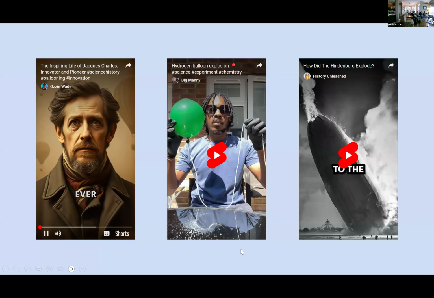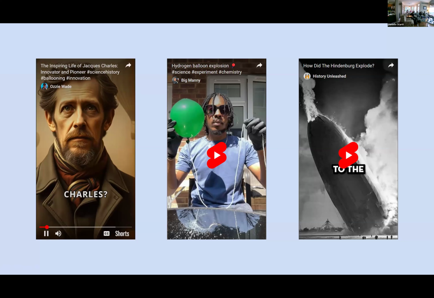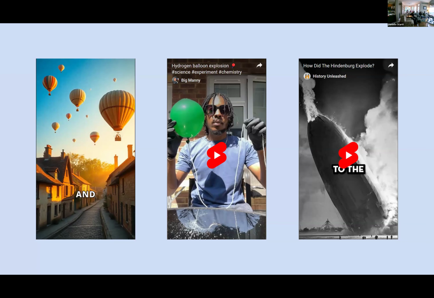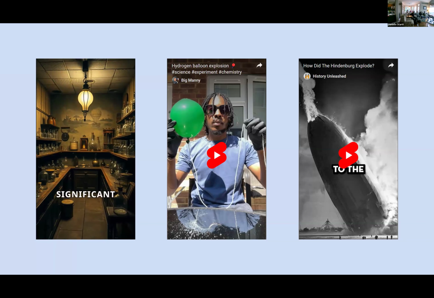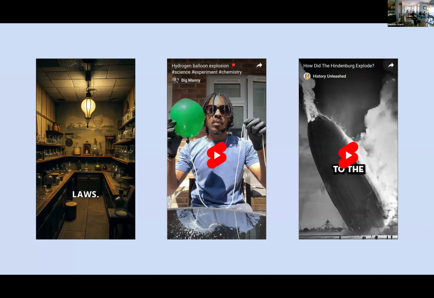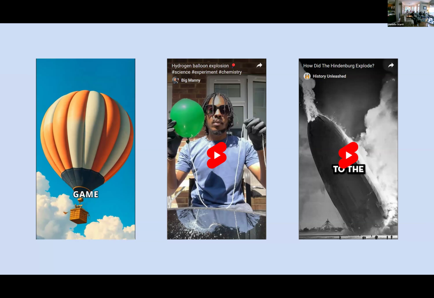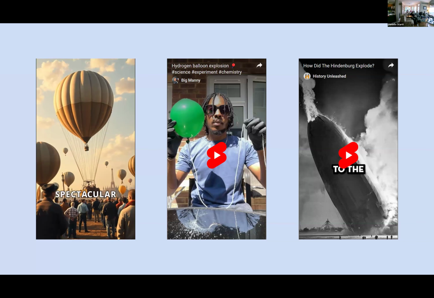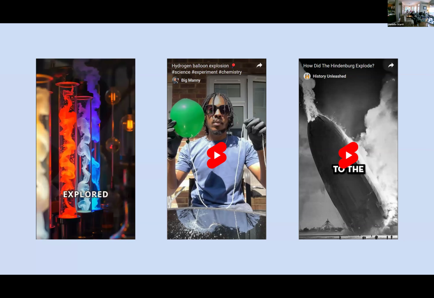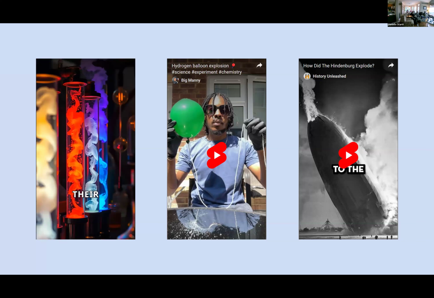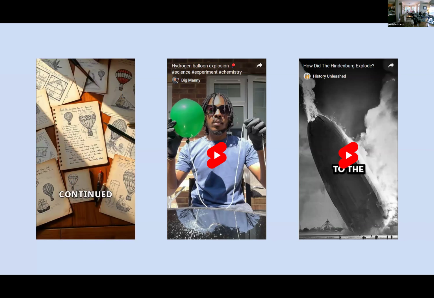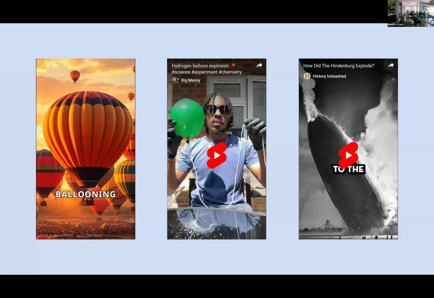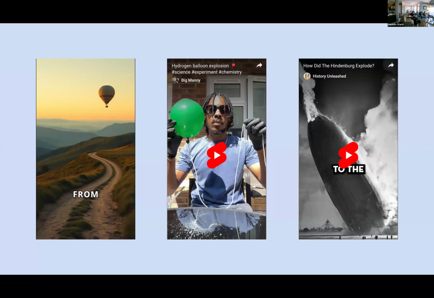Ever wondered about the fascinating life of Jacques Charles? Born in 1746, he was a French inventor and scientist. Charles made significant contributions to the field of gas laws. He invented the hydrogen-filled balloon, a game changer. His first flight in 1783 was a spectacular success. Charles also explored the properties of gases and their behavior. Despite challenges, he continued to innovate and inspire. His legacy lives on in science and ballooning today. So, what can we learn from Jacques Charles's journey?